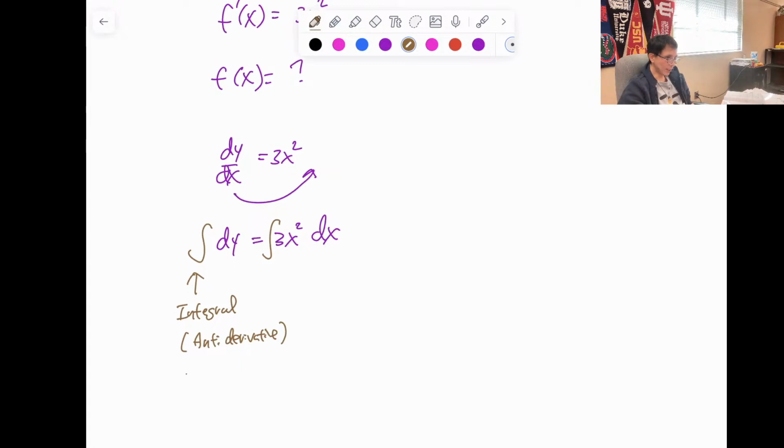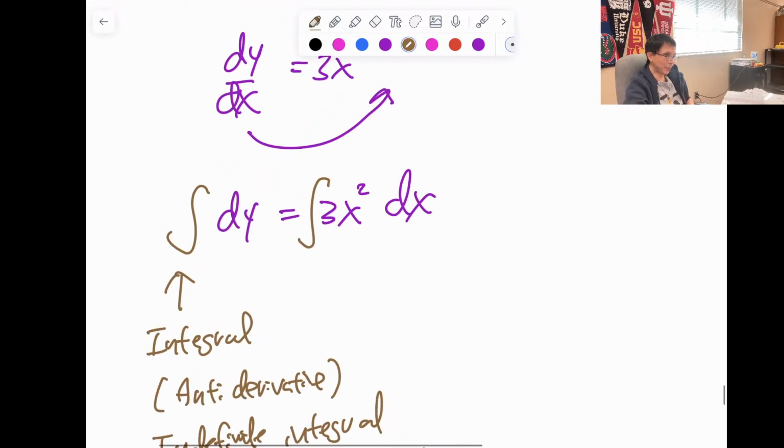In this case, I can even call it the indefinite integral. That just means without boundary. So now this is called separation of variables. You move the dx to the other side and you make sure the dy and the x and dx are together. Now I'm going to integrate both sides. The integration of dy is actually super easy, just y.